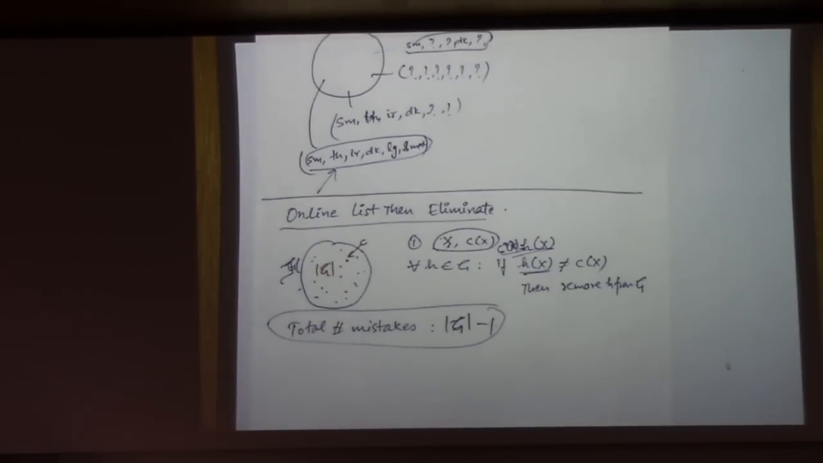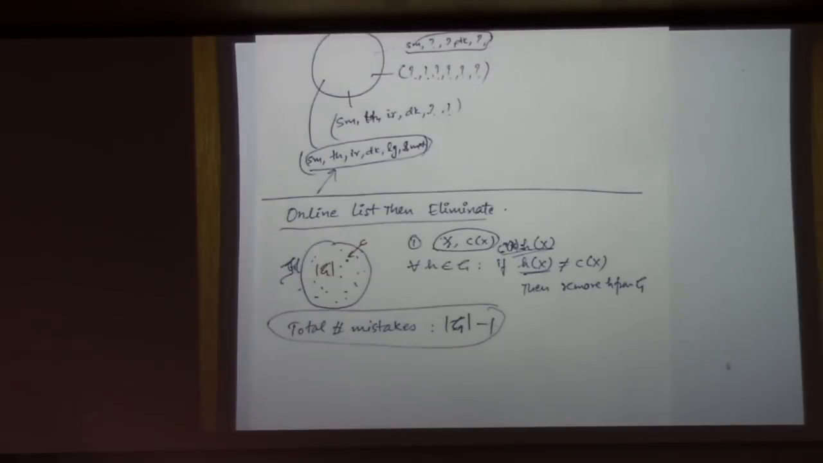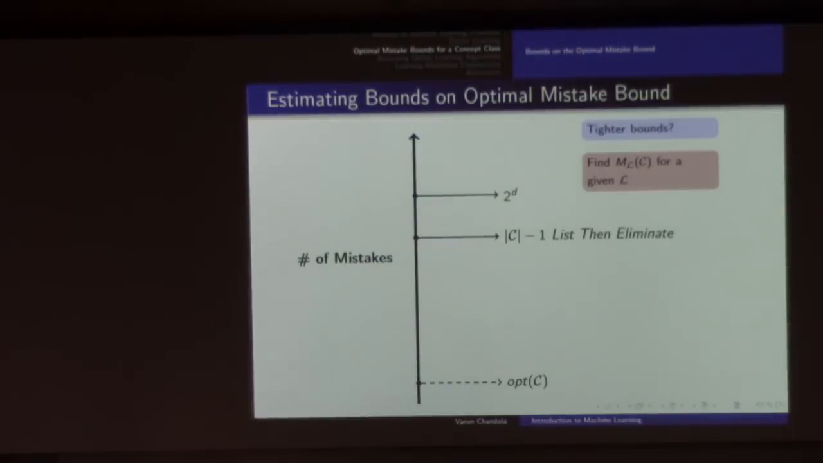But of course, one of them is small c. And on small c, you will never make a mistake, because that's the concept that generated the training data set. Which means the number of mistakes you will make before you are only left with small c cannot be more than C minus 1. So that is another bound that we have set. We know there is an algorithm called online list and eliminate, which makes these many mistakes on any concept in this class.